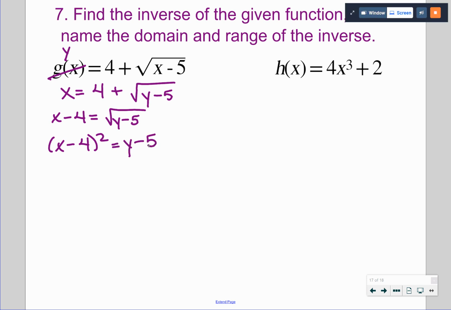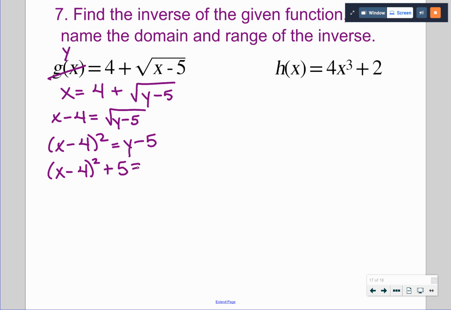There's no need to FOIL. We definitely don't distribute the square through. That would be terrible. Last step to get the y alone is to do what? Add 5. So x minus 4 quantity squared plus 5.